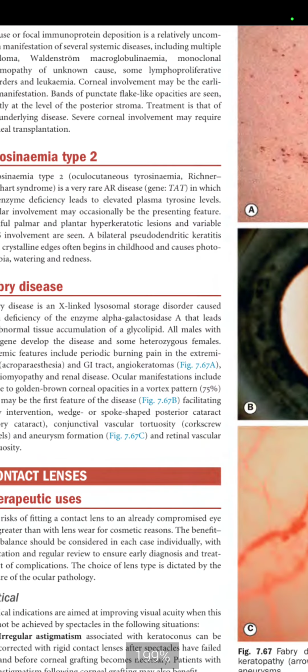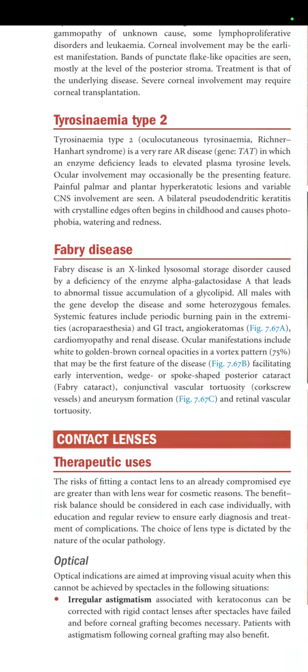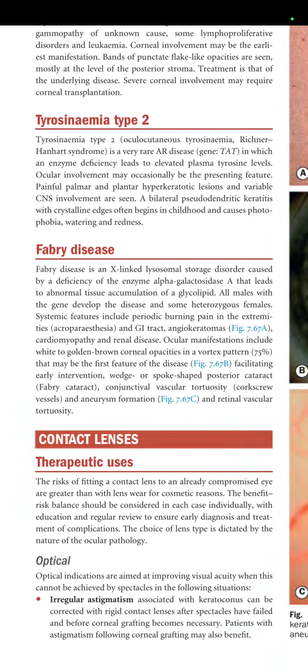So therapeutic uses. The risks of fitting a contact lens to an already compromised eye are greater than with lens wear for cosmetic reasons. The benefit-risk balance should be considered in each case individually, with education and regular review to ensure early diagnosis and treatment of complications. The choice of lens type is dictated by the nature of the ocular pathology.